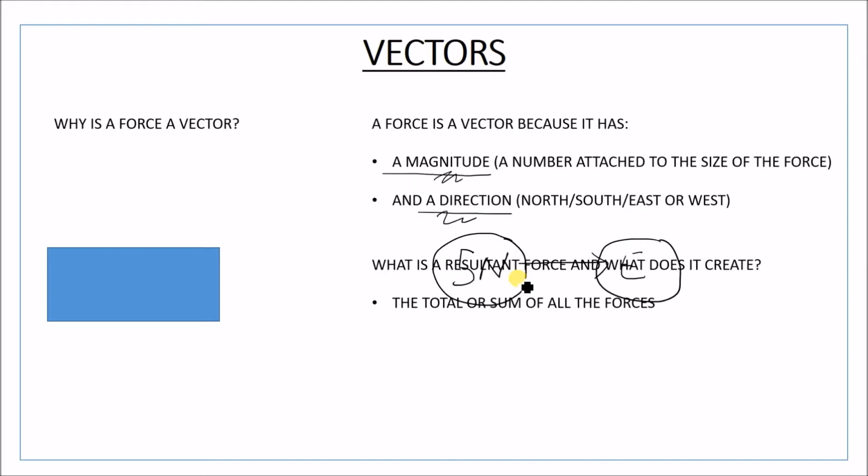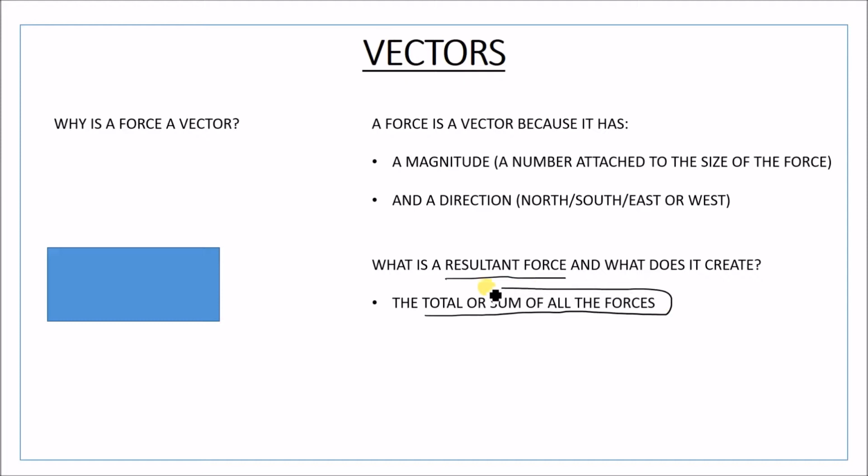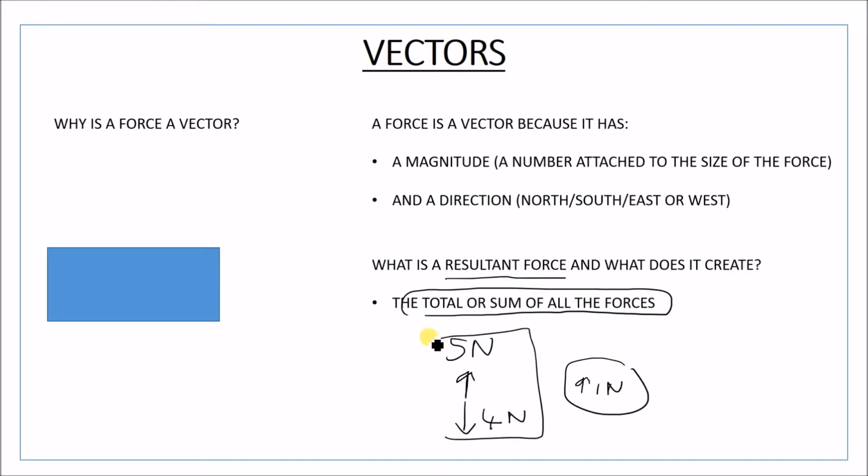Okay. Now, I talked about this before. If I just remove the ink from this slide, you can clearly see that I've put that a resultant force is the sum or total of all the forces. So if I had 5 newtons of force pushing up and I had 4 newtons of force pushing down, the overall force would be 1 newton up. That is the overall force of those two forces combined. Okay, so that is the sum of all the forces. So the resultant force would, in this case, remember, create acceleration, and the object always accelerates in the direction of the force.